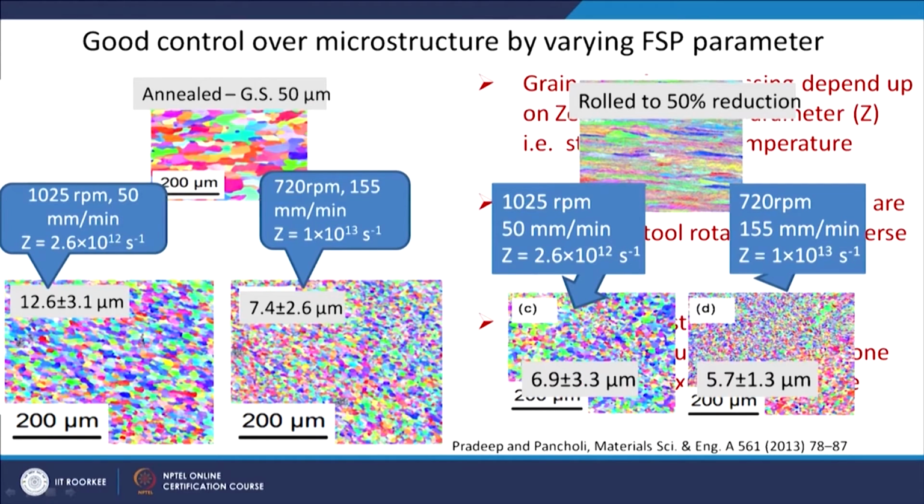Okay. So, what we could achieve as 12.6 micron in the annealed material, that got reduced to 6.9 micron in case of rolled starting material, okay, and similarly 5.7 for higher Z parameter. Okay. So, this is the effect of both the RPM and the traverse speed on the microstructure. Okay. And as I told you, when you increase the RPM, actually the temperature attained will be more. So, you can see the effect of that on the grain size.